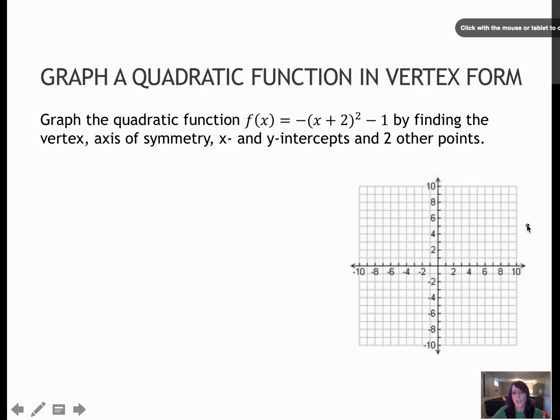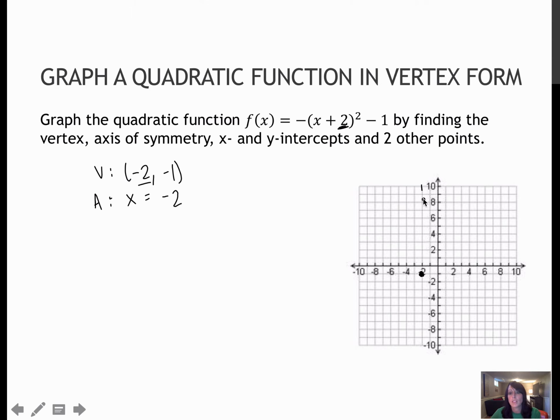Here's another for us to try together. Again, first thing I'm going to do is find the axis of symmetry, which is inside is positive 2. So I know that means the vertex is at negative 2, comma, negative 1. So negative 2, negative 1. The axis of symmetry is always x equals, and then whatever that x value is, so negative 2, which is this dotted line here. That's going to help me reflect some points later.